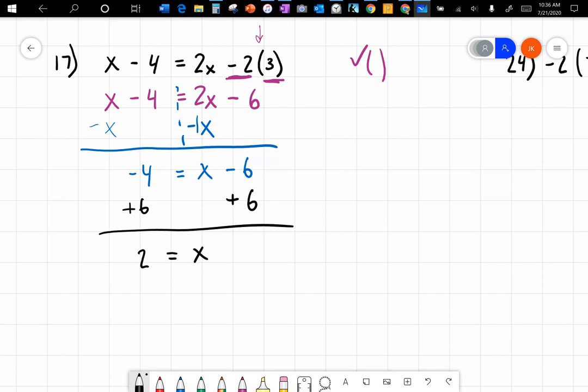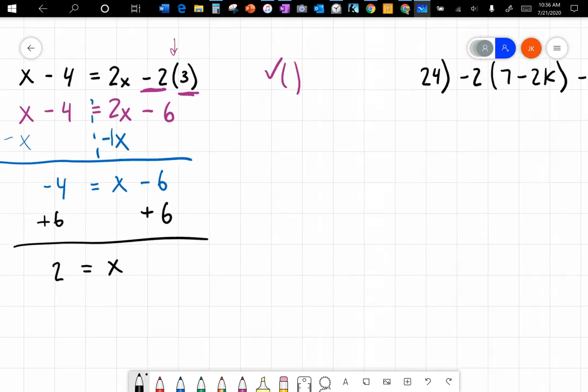Let's check on that answer key, make sure we did it right. Number 17. Yeah, it looks like 2, so we did it. Hooray! Okay, cool. So we got that one done.